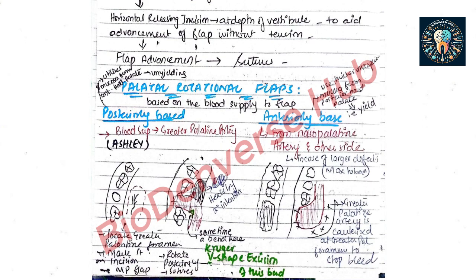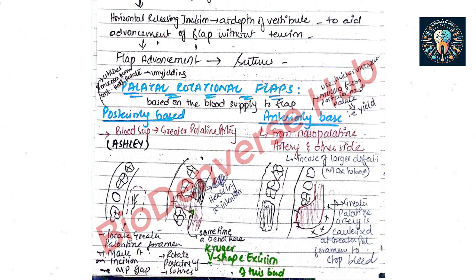Now the palatal rotational flaps. It is basically based on the blood supply to the flap. So it could be of two types. We would have the posteriorly based palatal rotational flaps, or we could have the anteriorly based. In posteriorly based, the blood supply is from the greater palatine artery, and this technique was given by the Ashley, in which first of all you need to locate the greater palatine foramen and then mark it.